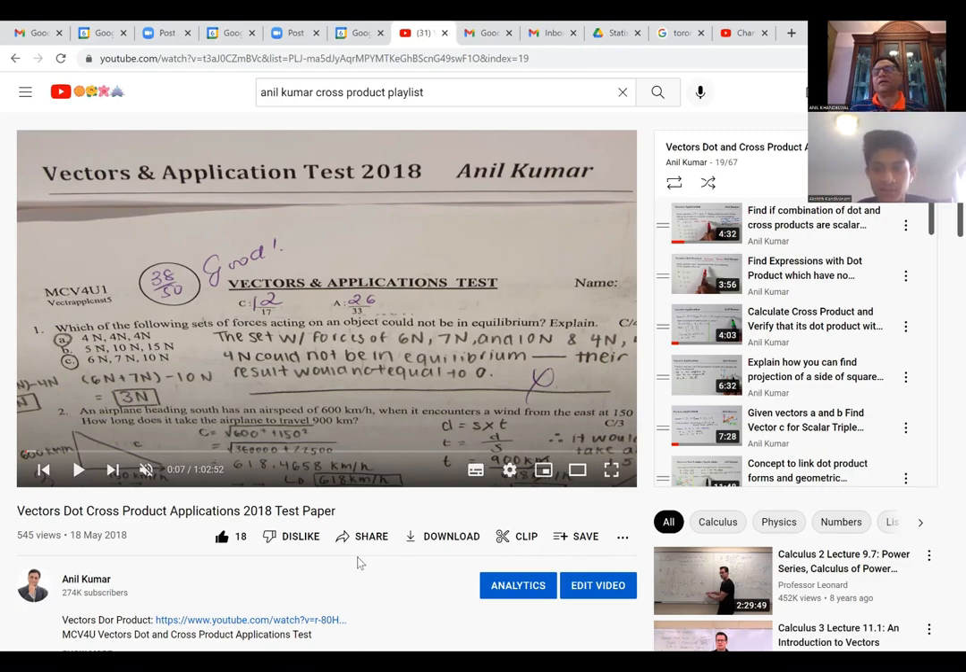Does form a triangle, and this will be: which of the following sets of forces acting on an object could not be in equilibrium? So the word is "could not be." So 5, 10, and 15 will be in equilibrium only if they are in the same direction. Because 5 and 10, let us say east, and 15 is going west. But if there is an angle between them, then B will not form an equilibrium.